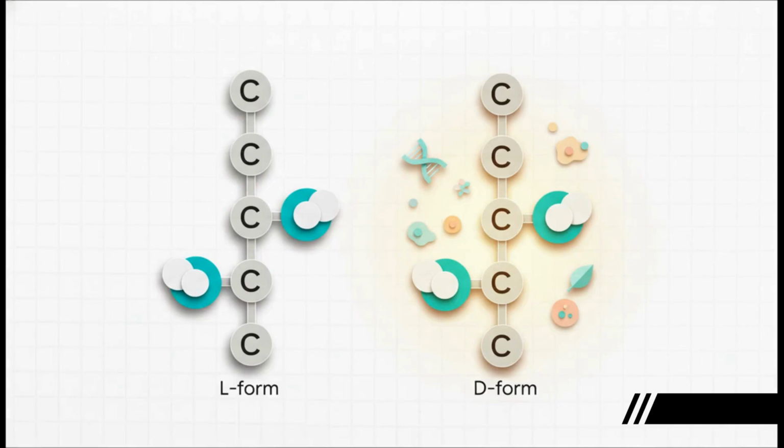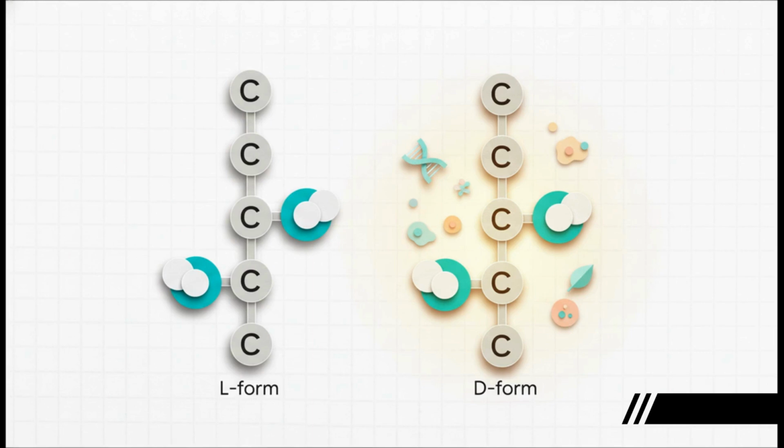Okay, let's talk about something that trips up so many students, this D and L configuration stuff. But honestly, it's super simple. You just have to look at one carbon, the second to last one. It's called the penultimate carbon. If the little OH group is on the right, it's the D form.